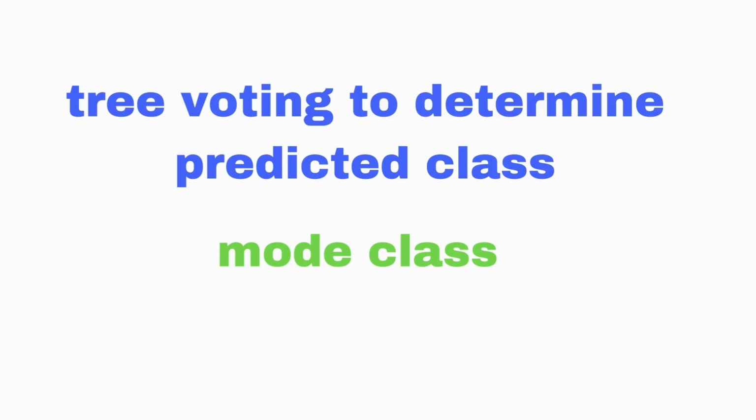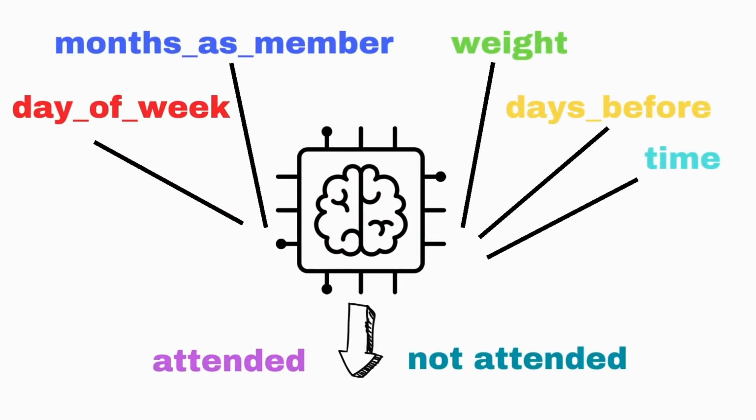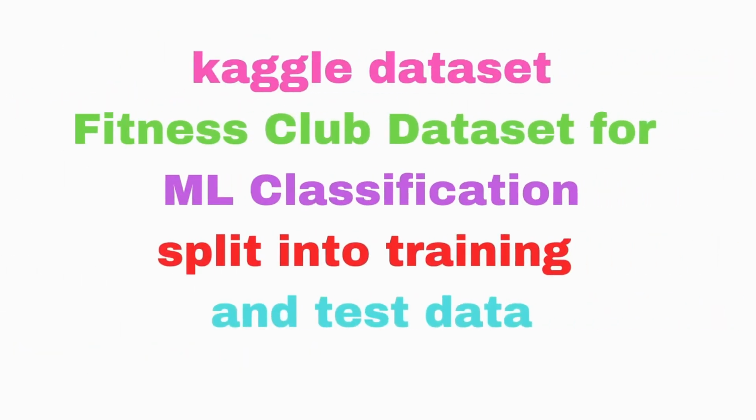For the fitness class random forest classification model, the output will be whether the customer attends or does not attend, and it will take as inputs the day of the week of the class, the number of months the member has been a member of the club, the weight of the member, the number of days before the class the member booked the class, and time, which is whether the class is in the morning, AM, or in the afternoon, PM.